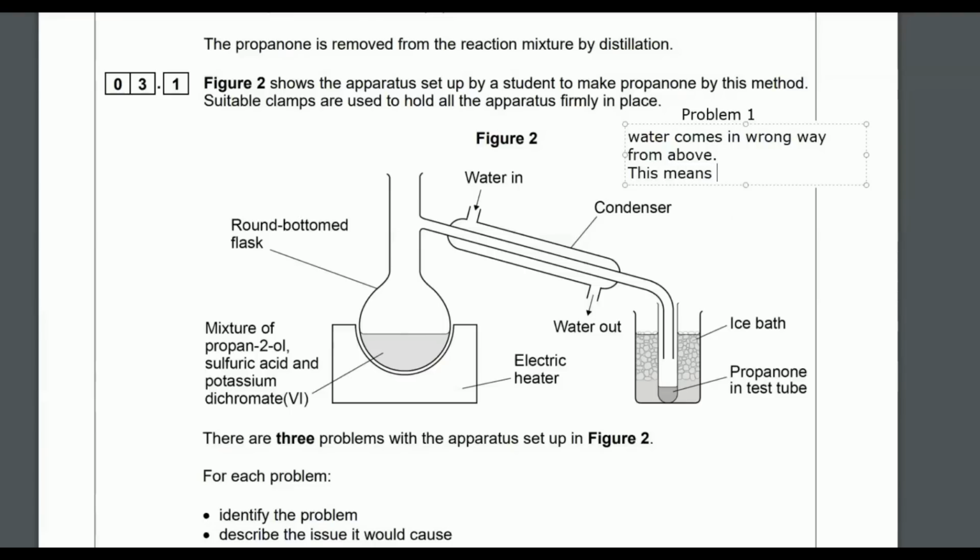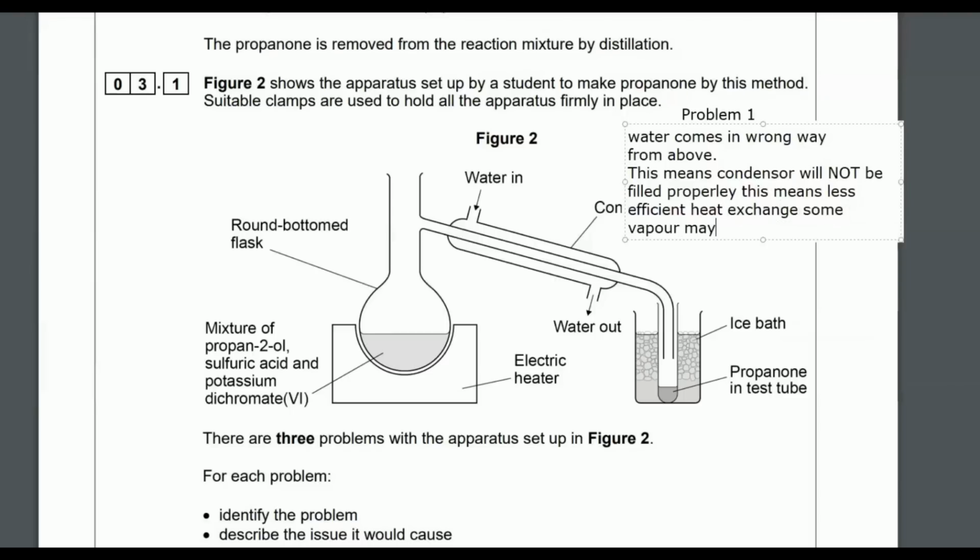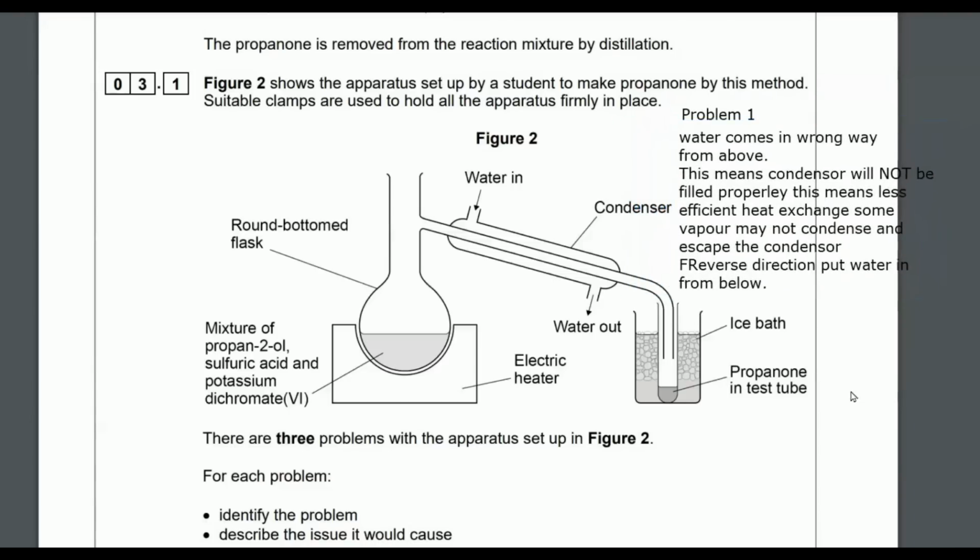And that means we won't get the most efficient heat exchange between the water in the condenser and the vapor inside the delivery tube. What does that mean? That means that some of the propanone that we want to collect may come out as a vapor and escape. So essentially, we're not getting perfect condensation there. How should we correct this problem? We should reverse the direction of the water, so the water comes in at the bottom. That way it swells up from the bottom and will completely fill the condenser, going from bottom to top, and you will maximize the efficiency of the heat exchange. There's problem number 1, and that will get you 2 marks.